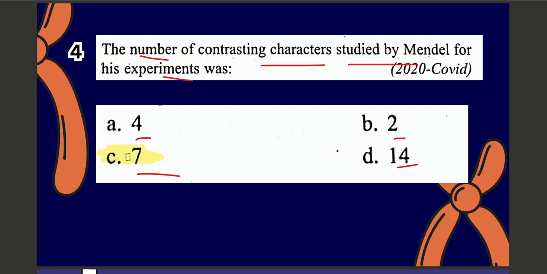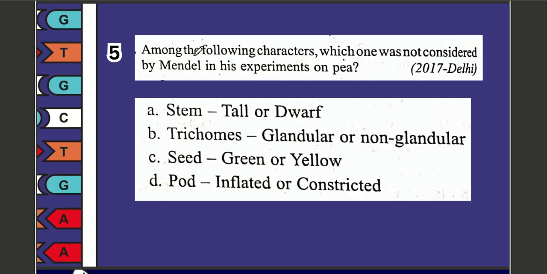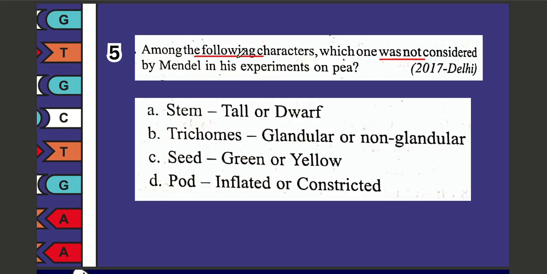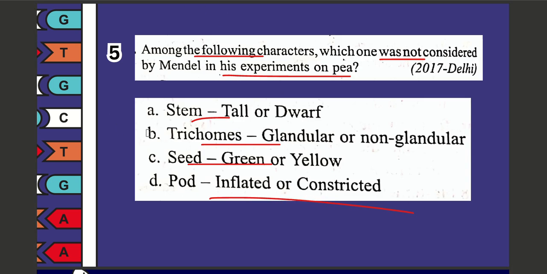Next question. Question number 5. Among the following characters, which one of the following was not considered by Mendel in his experiment on pea? Options are A. Stem, tall or dwarf, B. Trichomes, glandular or non-glandular, C. Seed, green or yellow, D. Pod, inflated or constricted. The correct option is option number B, which is trichomes, glandular or non-glandular.